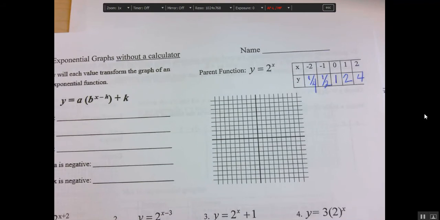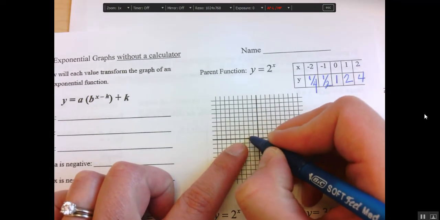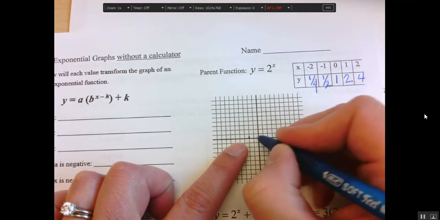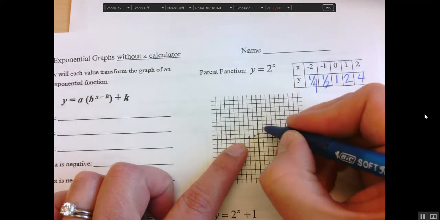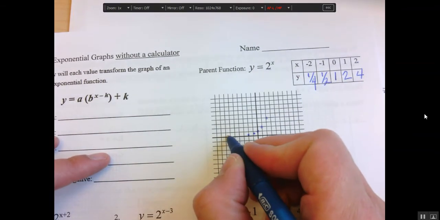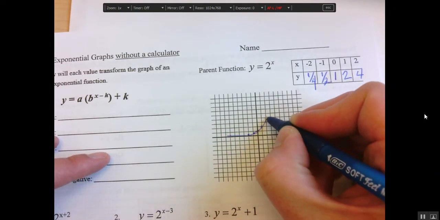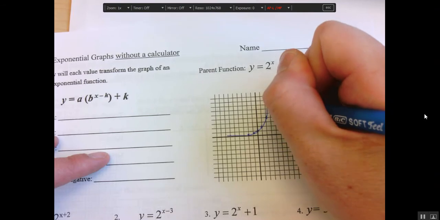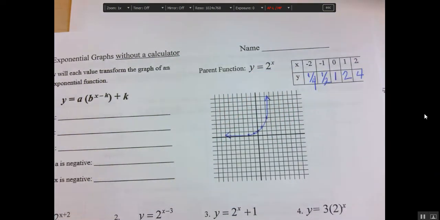So let's put those numbers on your graph. -2, 1/4. Okay, so that's what our graph looks like. What is missing on my graph? What should I have on there?